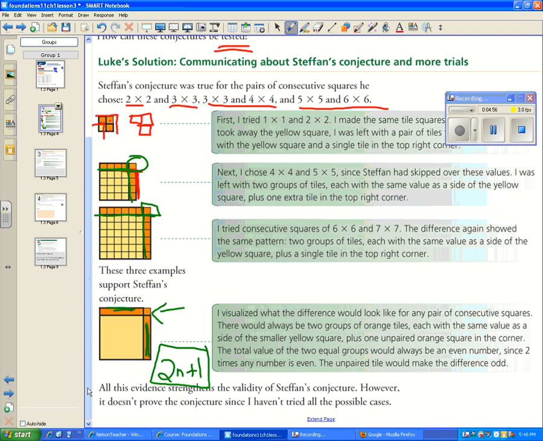All of this evidence strengthens the validity of Stefan's conjecture. However, it doesn't prove the conjecture since he hasn't tried all possible cases. So Luke hasn't gone through and tried every single difference of consecutive squares. But he's done more work and he's even given us this nice visualization that helps strengthen that conjecture. So for now, we're saying, yeah, we believe Stefan's conjecture.